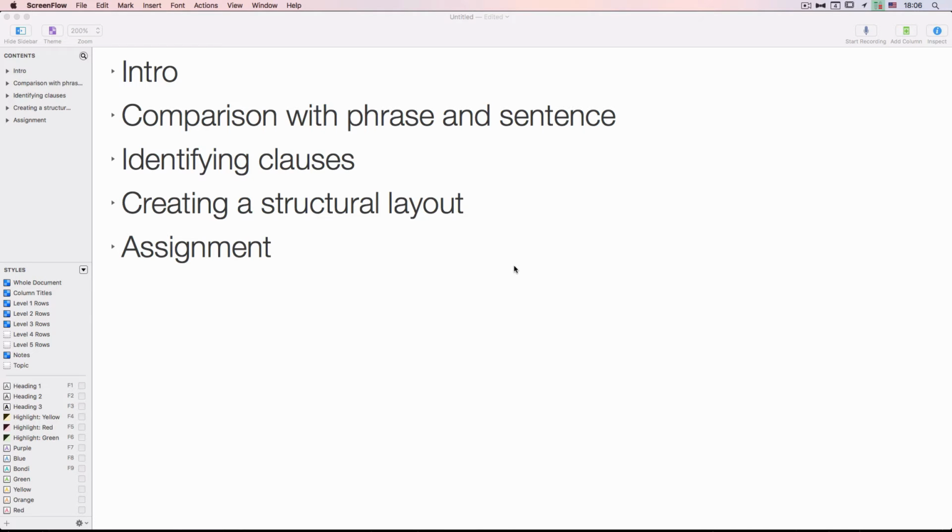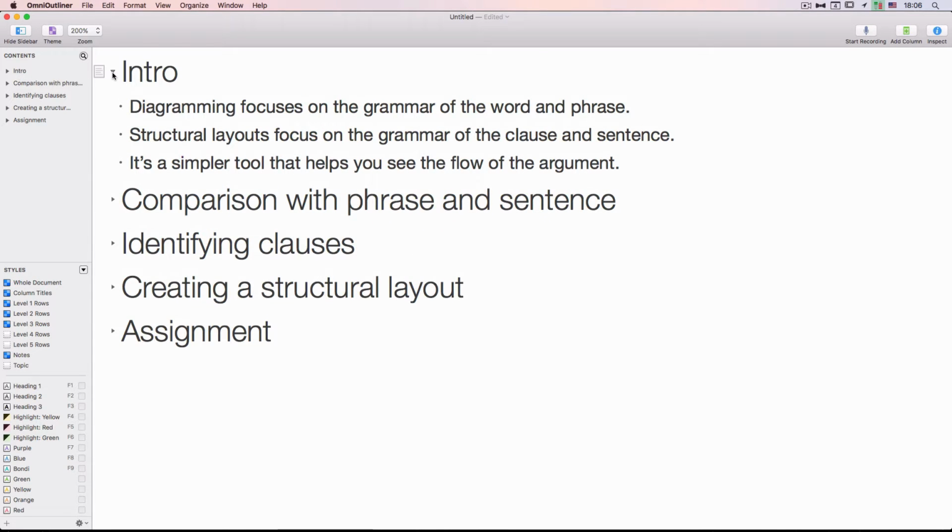In this video, I want to talk you through some basic introduction to clause structure in Greek, and then I want to talk you through how to create a structural layout so you can complete the assignment in Philippians 3:2 through 14 that's coming up next week. Essentially, we're going to cover this in contradistinction to diagramming.